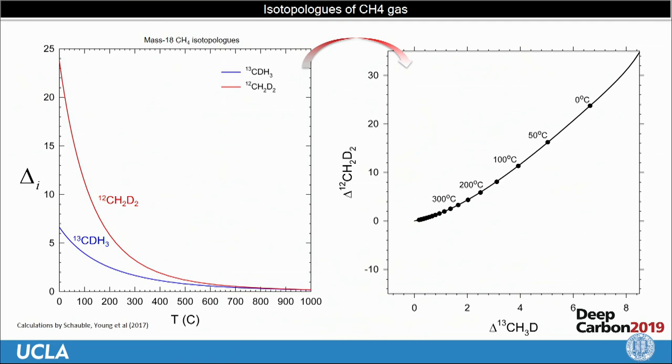So we have two curves here. Combine the two curves onto a single diagram, and now you have essentially a temperature concordia diagram, where if a molecule forms or resets at a temperature that's in thermodynamic equilibrium with itself, a bunch of molecules, then they will reside on this curve. So we're interested in when those things are on that curve and when they're not on that curve and what it means.